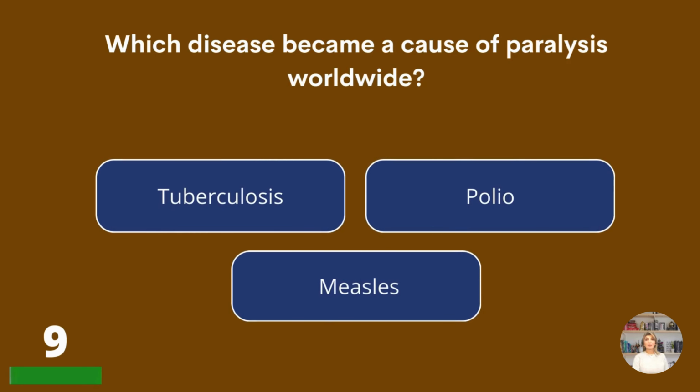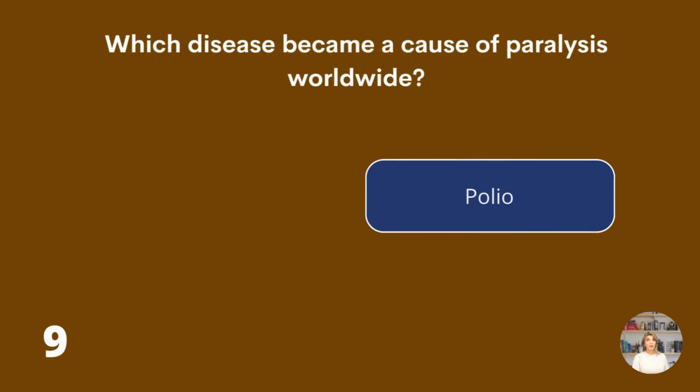Which disease became a cause of paralysis worldwide? Tuberculosis, polio, or measles? Polio.